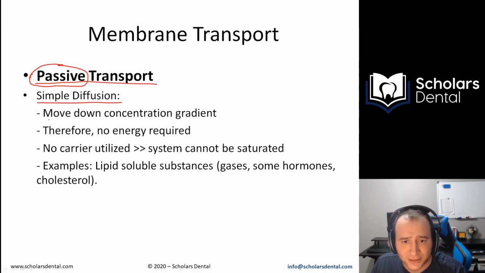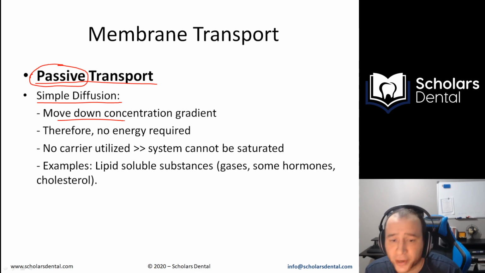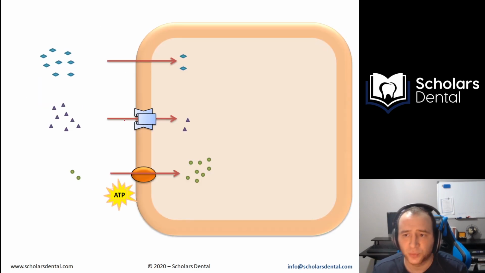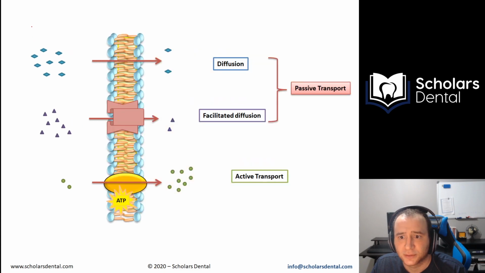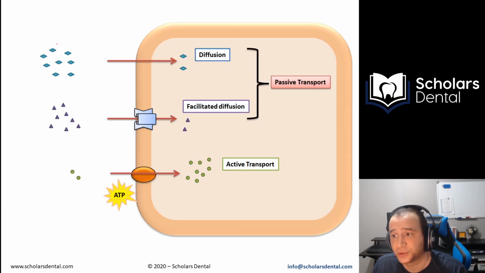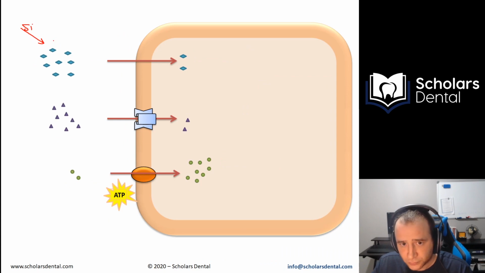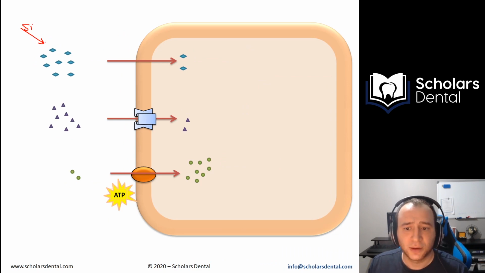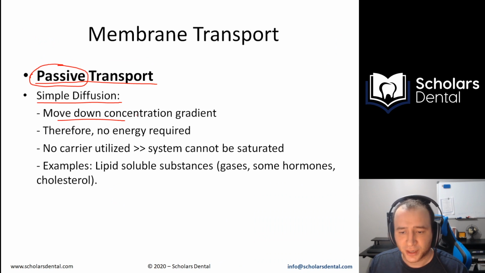So it says here, simple: moving down the concentration gradient, so no energy is required, and no carrier is utilized, so the system cannot be saturated. What does all this mean? Well, we're going to explain it on this picture. Here is simple diffusion. Simple diffusion means, first of all, it's non-ionized, so it can pass through the membrane, and it is moving down the concentration gradient.